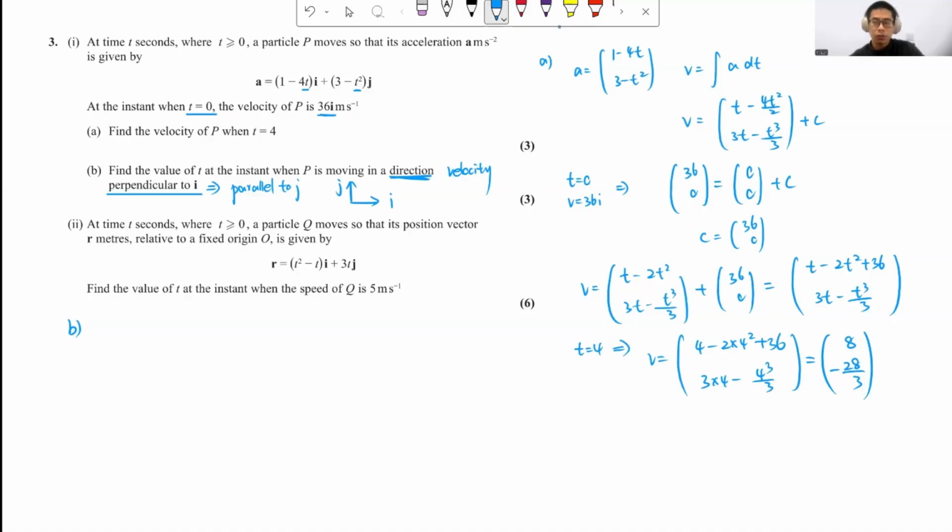So first we can put our velocity vector here. So we have (t − 2t² + 36, 3t − t³/3).